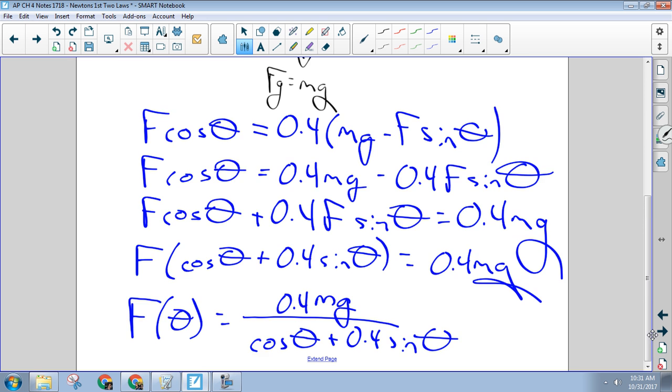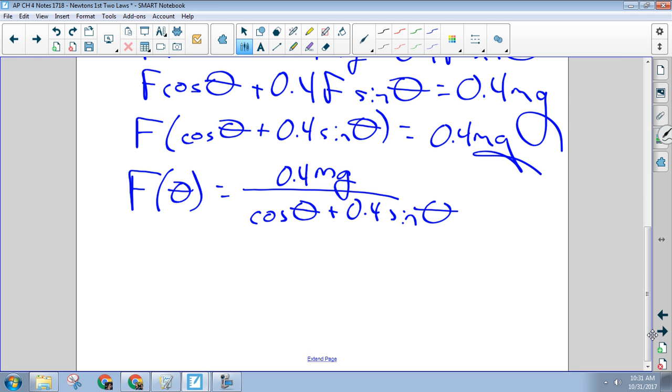So there's a quotient rule, right? I will tell you a fact: I don't know the quotient rule. I would write this as cosine theta plus 0.4 sine theta to the -1 and then use the power rule, because I cannot for the life of me remember the quotient rule. You guys all know the quotient rule, right?